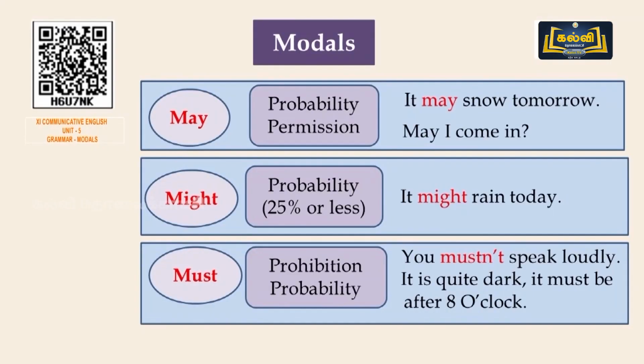Now, may. It shows probability. How does it show? It may snow tomorrow. It may means what? It may or may not. I may become a great leader of the nation in the future. I may become or may not become. That is called probability, right? It may snow tomorrow, and may helps us to seek permission. Usually we use this term to seek permission.